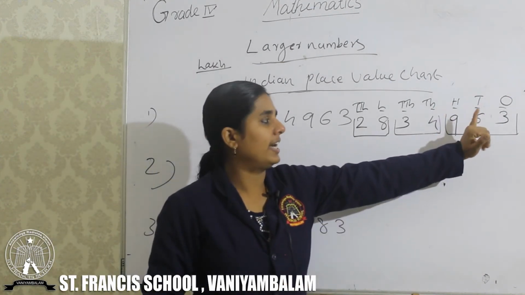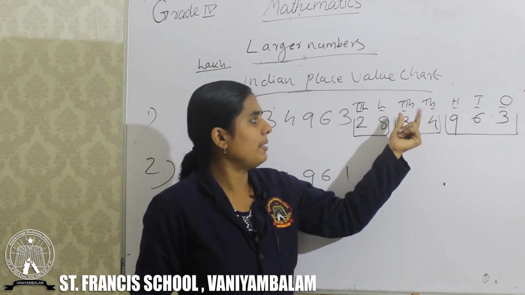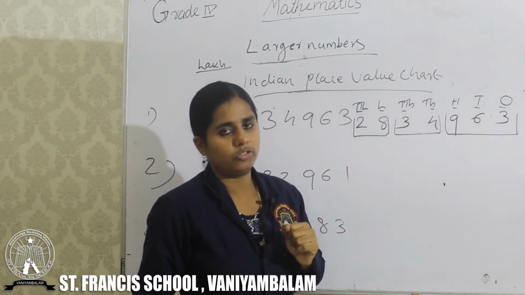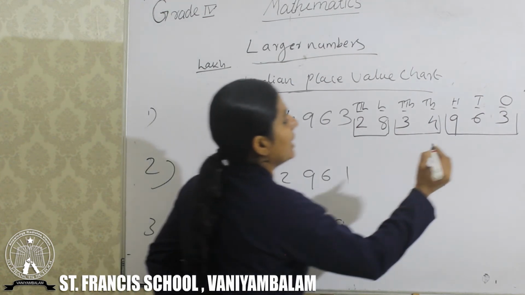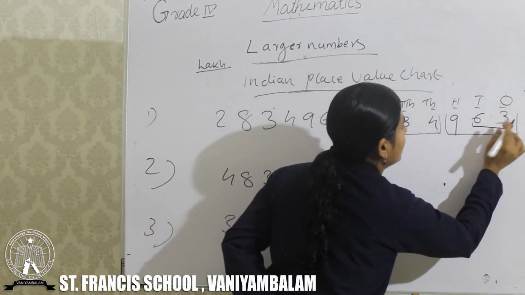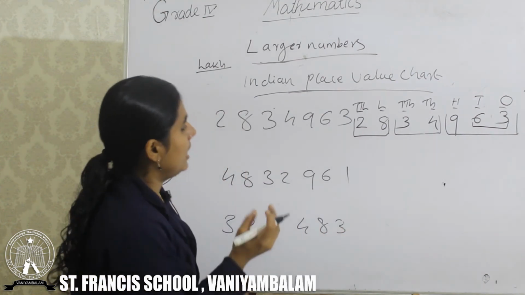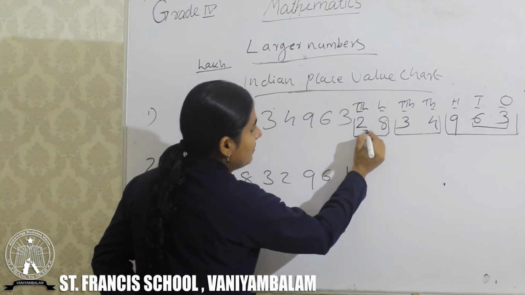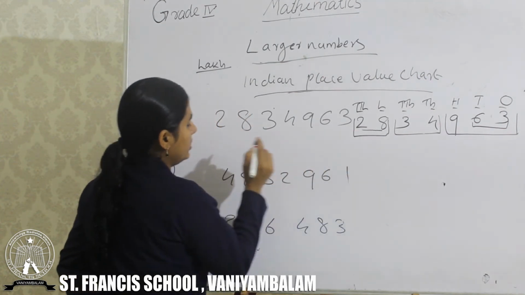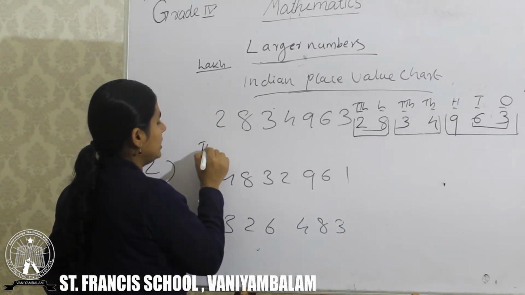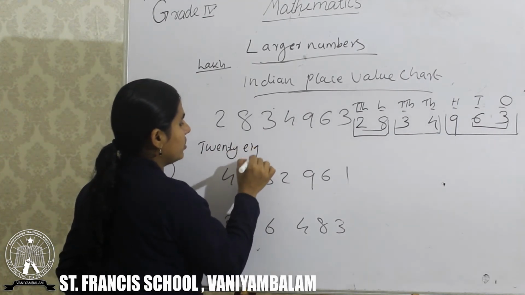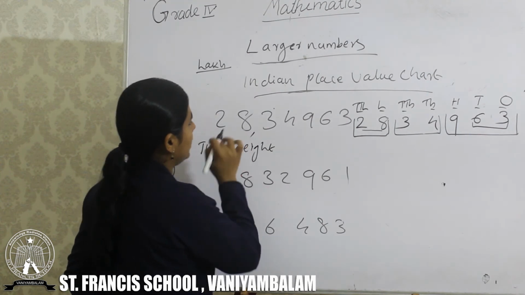First part, hundreds, tens, ones together. Second part, 1000 and 10,000 together. Third part, lakh and 10 lakh together. Every time we want to read tens and ones together. Then after that we can read the number. Which number is here? 28. Right, here 28. This is number 28.